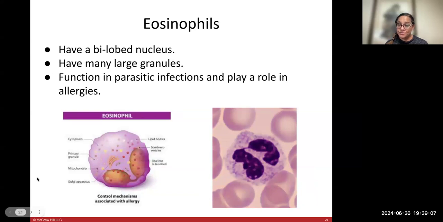Eosinophils have a bilobed nucleus. They have many large granules. Their function is fighting parasitic infections. They also play a role in allergies, but not the biggest role. Again, on the left, there's your cartoon version. On the right, that's what it looks like under an actual microscope. It has two lobes and grains.